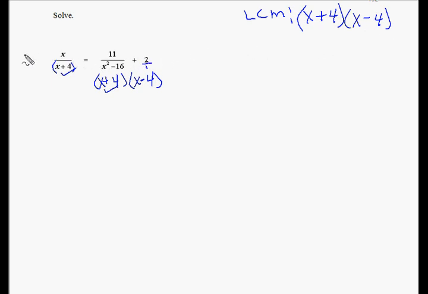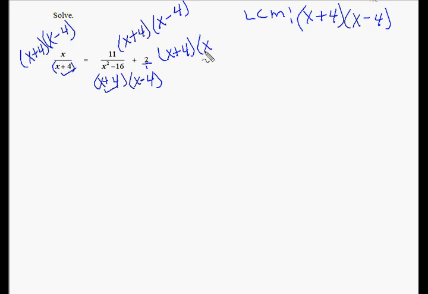Now we find an LCM so that we can multiply each term in the problem by the LCM so that we can clear out the denominators. There are 3 terms in this problem, and each one has to get multiplied by this same LCM: x plus 4 times x minus 4. Now we're multiplying by this LCM to actually eliminate the denominators. So make sure you do this reducing so that you're not left multiplying too much.